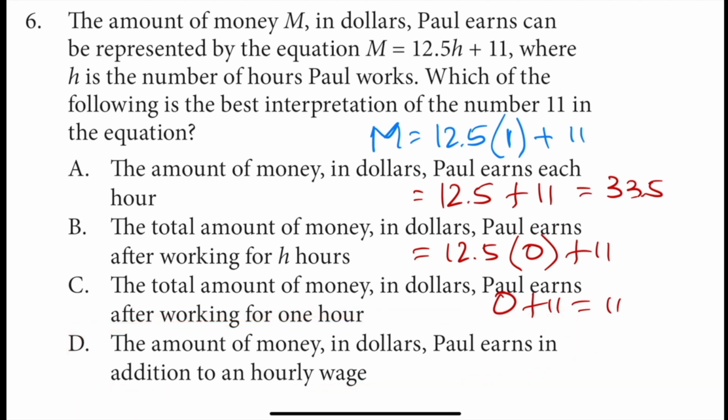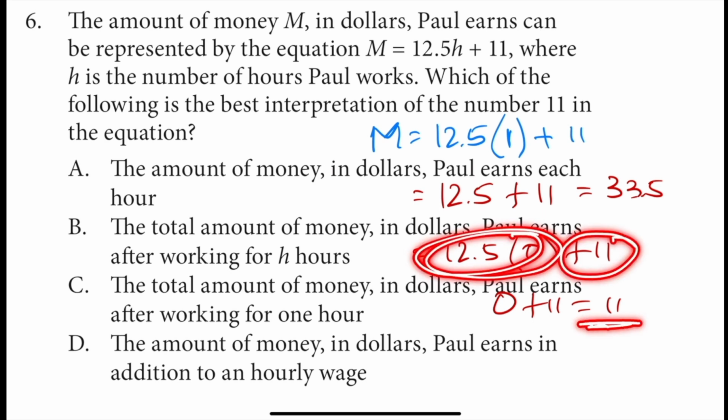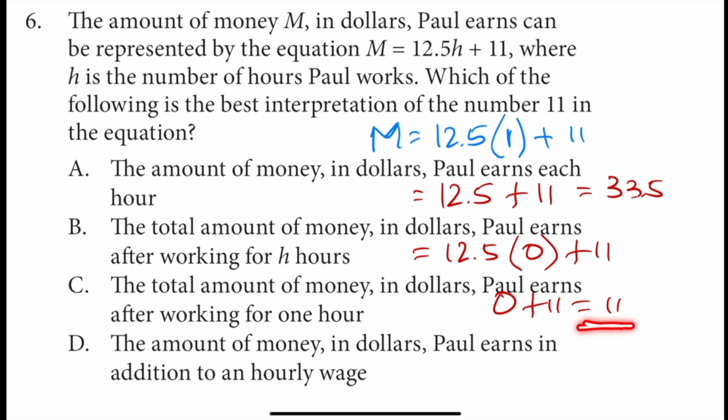So whatever money he makes working the hours, he'll be getting an extra $11. So that's the extra money that he makes. First of all, it's not a total, right? This is wrong, and this is wrong. It's not total, that's wrong.